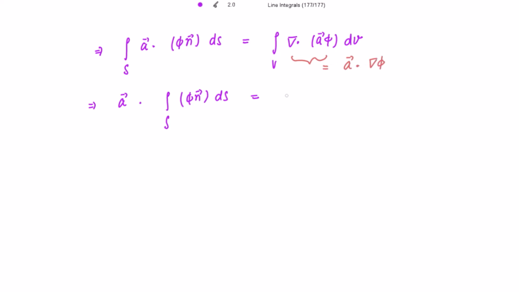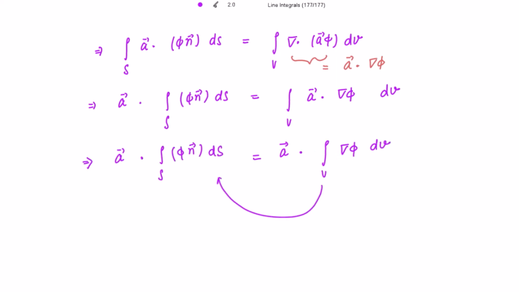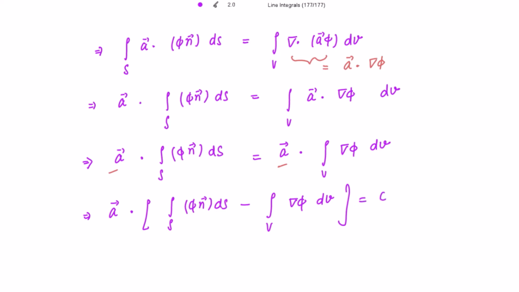Writing this, the volume integral of A vector dot product with grad phi dv. Taking this A vector outside of this integral, we get A vector dot product with the volume integral of grad phi dv. Taking the right hand side to the left hand side and taking A vector common, we get A vector dot product with the surface integral of phi n vector ds minus the volume integral of grad phi dv is equal to 0. Again, A vector is your constant vector.